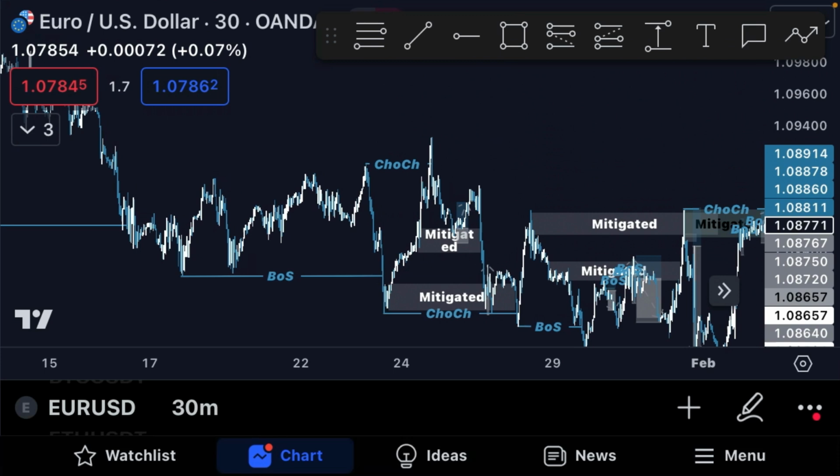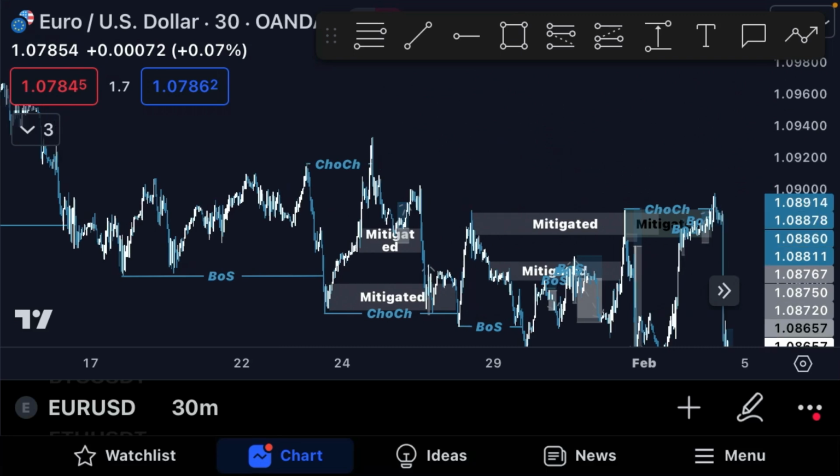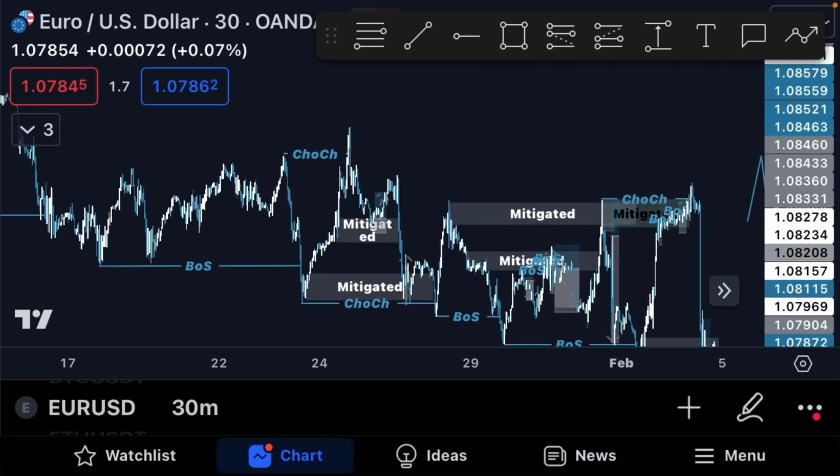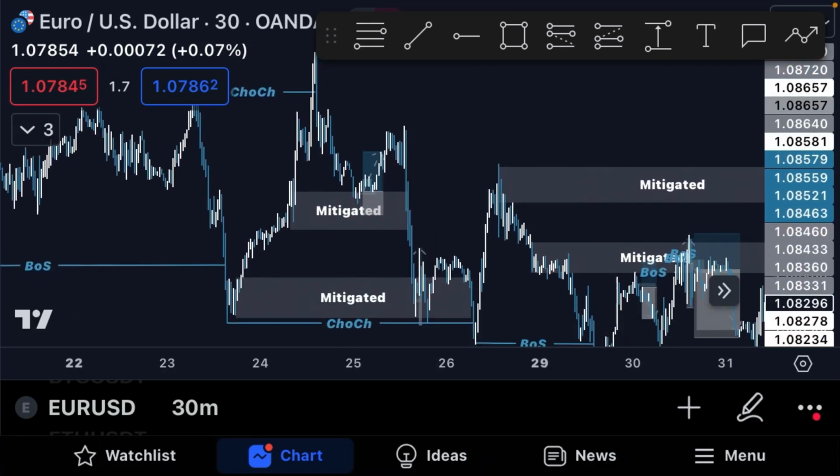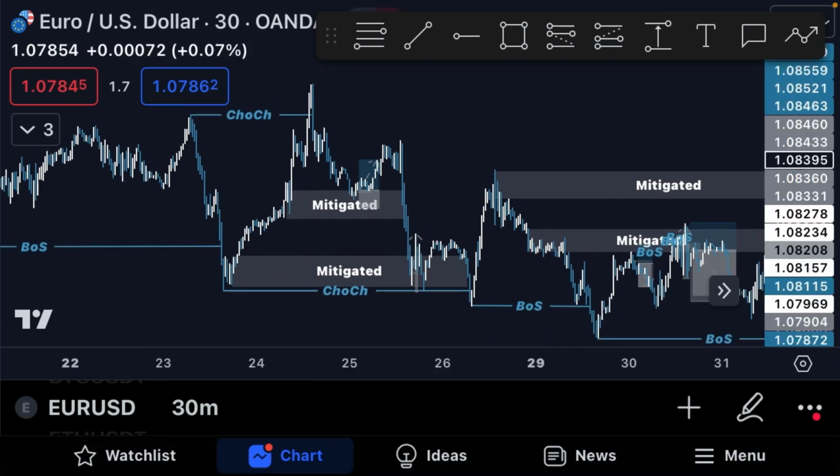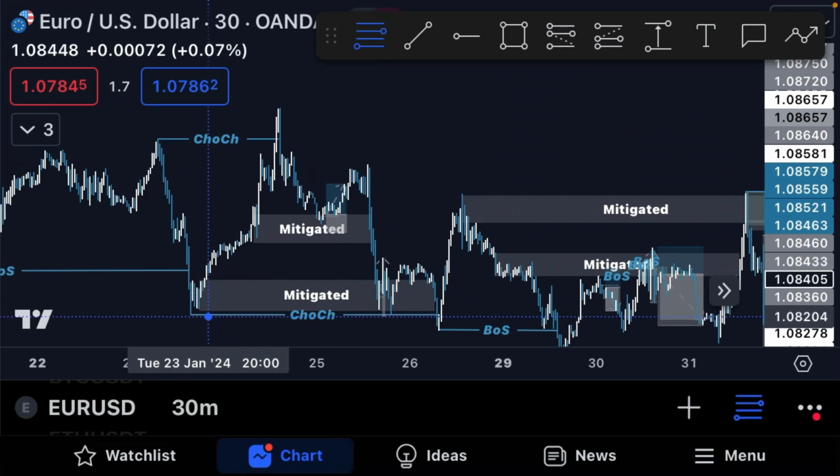And what else do I want to do? I want to take trades when I see prices get to my point of interest. So this is the 30-minute time frame, and I got prices to my point of interest. And do you know how I get my point of interest? I use my Fibonacci tool.